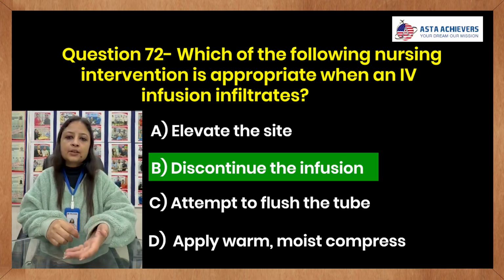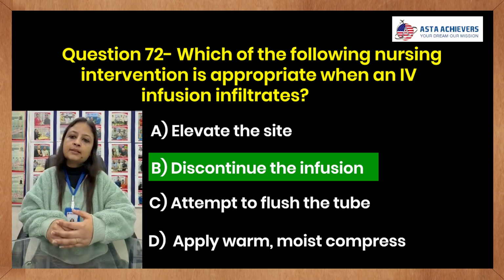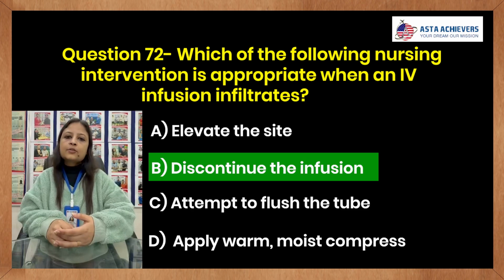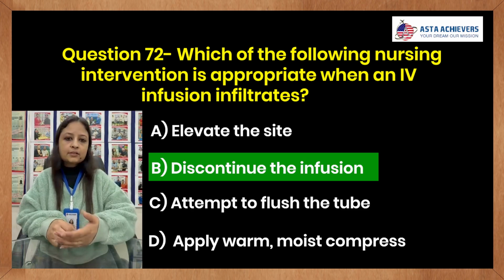Option B, discontinue the infusion, is the correct answer because in case of IV infiltration, it will cause further vein damage, swelling and coolness. So it requires immediate removal of the catheter, and after that we can elevate the limb and apply the compression.